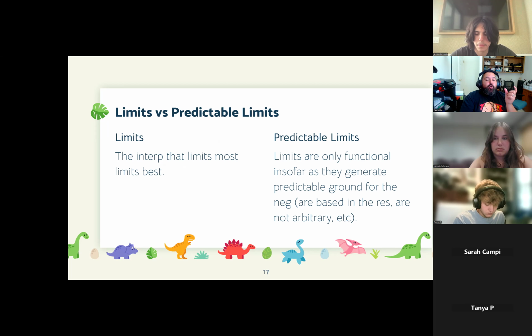That's why instead we should always be framing our limits as predictable limits. Limits are only functional insofar as they generate predictable ground for the negative, and the only way that happens is they're based in the resolution and are non-arbitrary. What does arbitrary mean? I use that word a lot when I'm talking about theory. What does arbitrary mean, someone? Like in your own words.